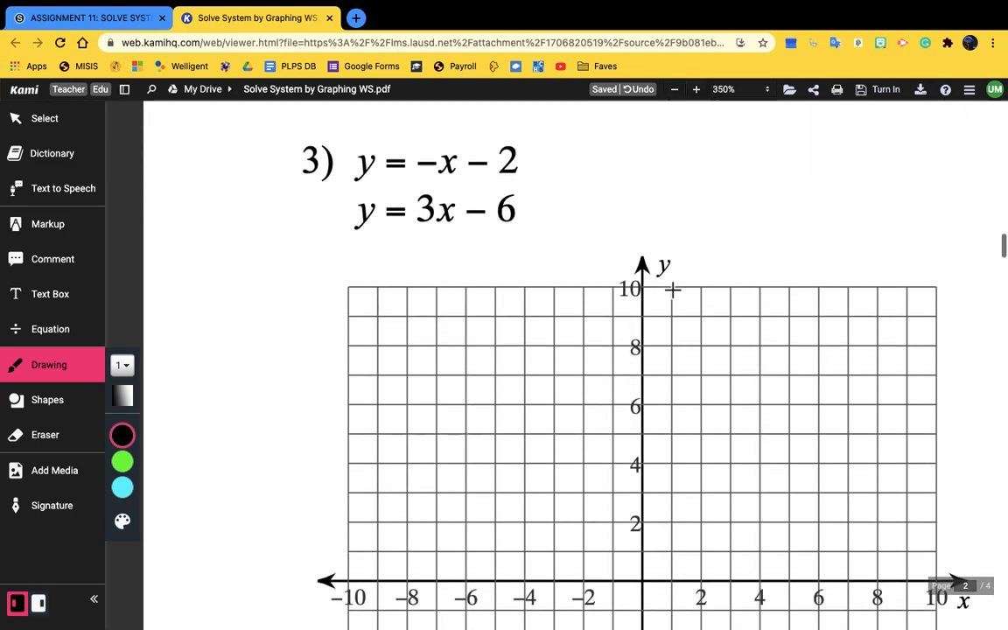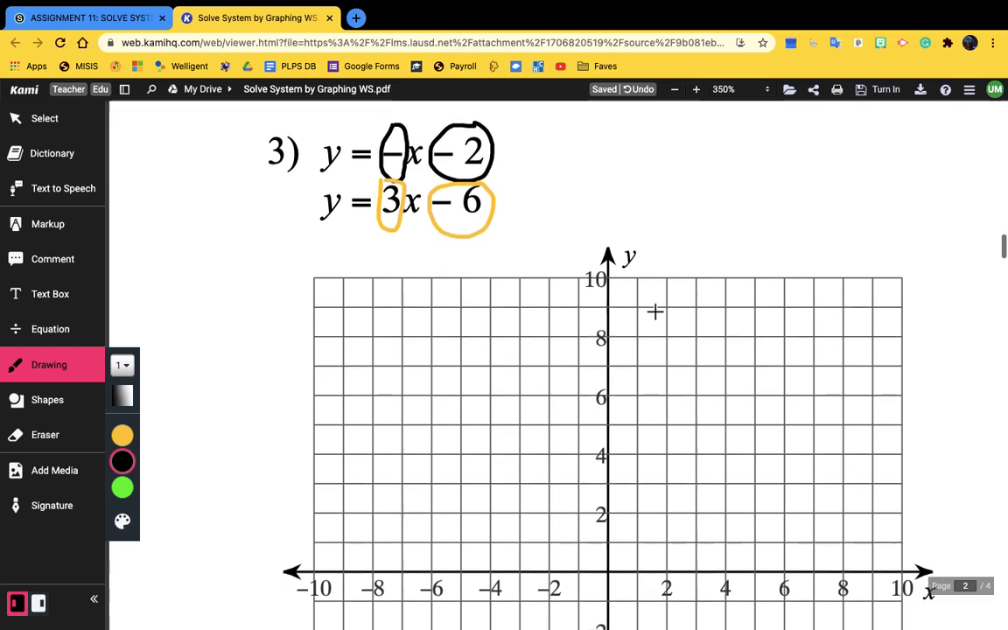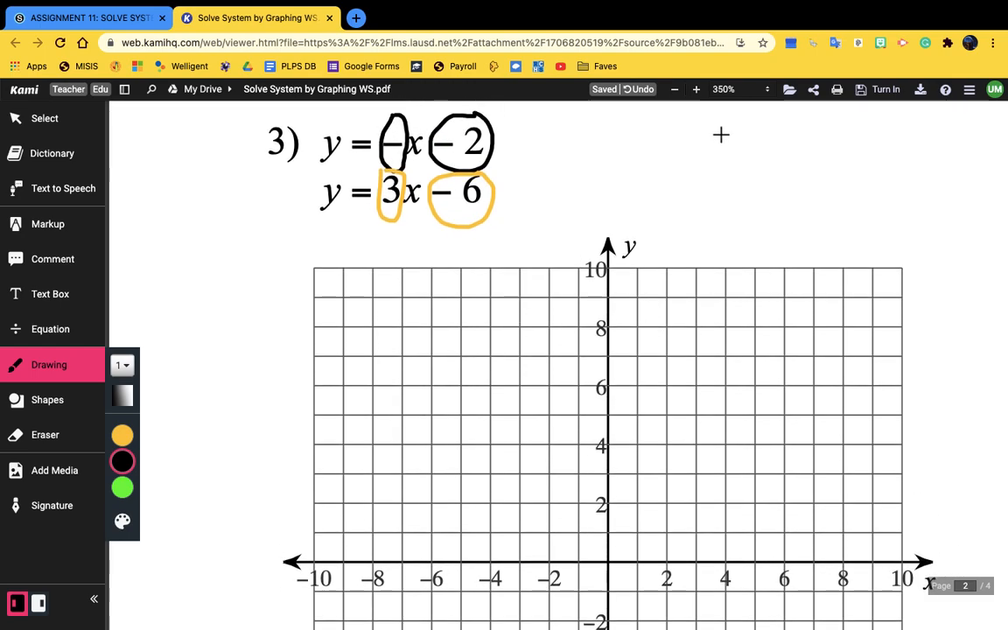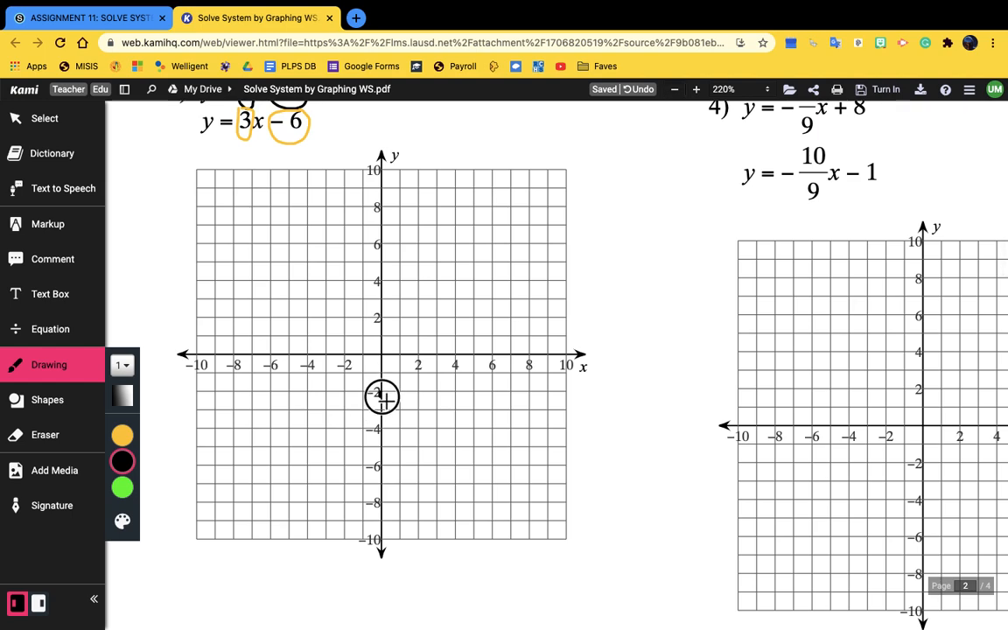All right. So let us identify our slope here, which is -1, right? This is a divisible -1. And -2 is our y-intercept. And then our slope here is 3, and our y-intercept is -6. So let's start with this top equation. So -2. So we're going to put a point on -2 here.